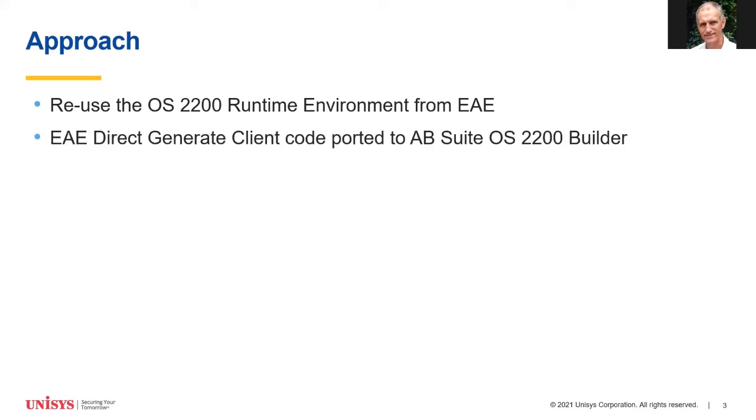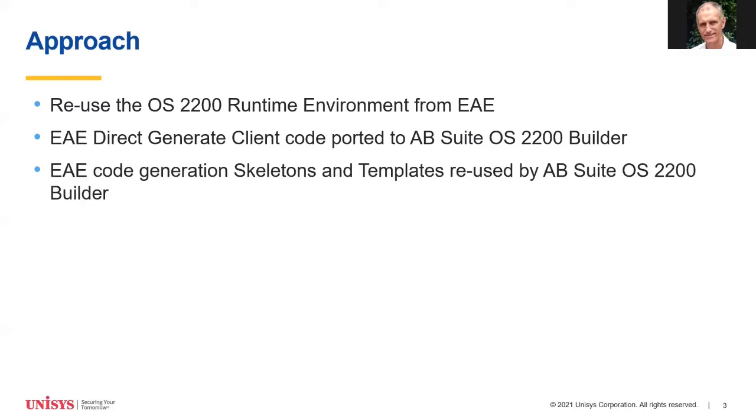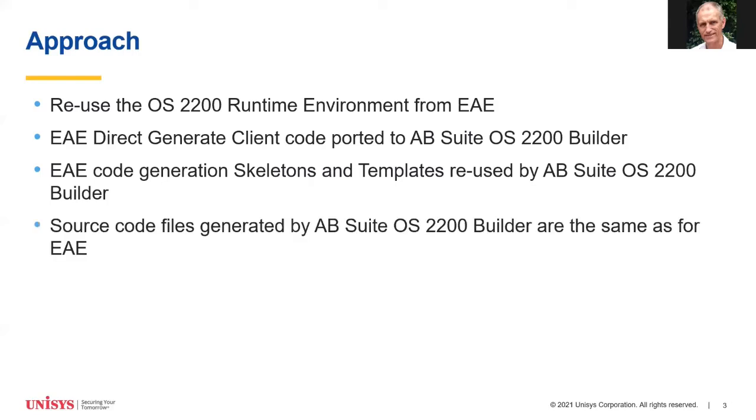We've taken a lot of the code from the EAE Direct Generate client and we've ported it to the new AB Suite OS 2200 builder. And in that context, we've taken the code generation skeletons and templates from EAE, and they've been reused unchanged within the OS 2200 builder for AB Suite. And the net effect of all of that is that the source code files generated by the AB Suite builder are essentially the same as for EAE.